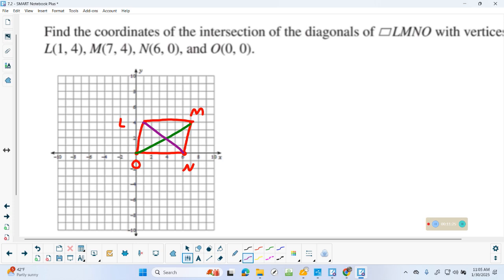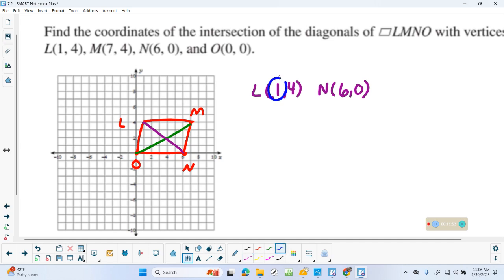Now remember, the diagonals bisect each other, aka they meet in the middle. So I need a midpoint. Does it matter if you do the midpoint formula of the green or the purple? No, pick. It's going to be the same answer. Let's do purple because I like purple. L is at 1, 4. N was at 6, 0. This is why I made you do that warm-up problem that reviews the midpoint formula.